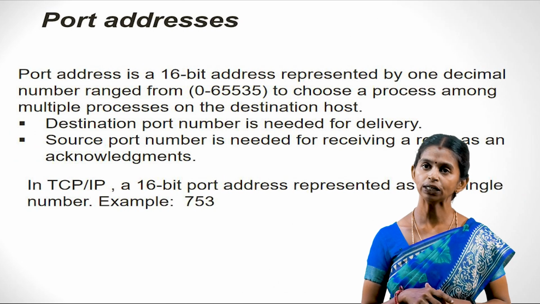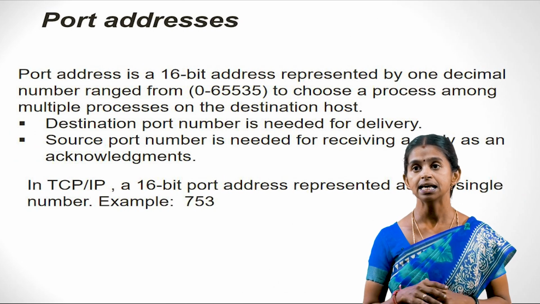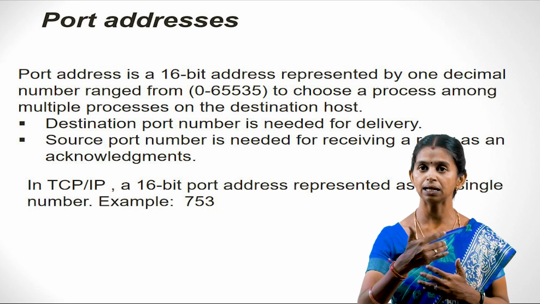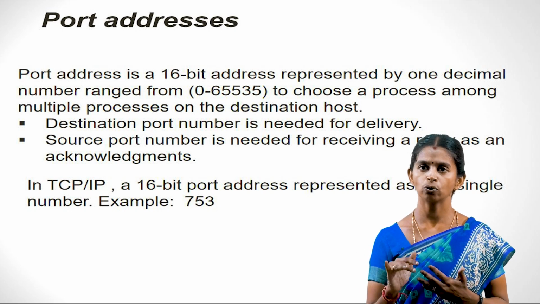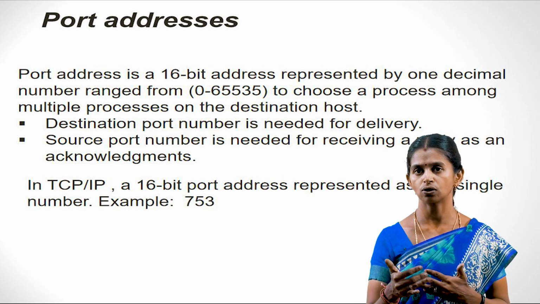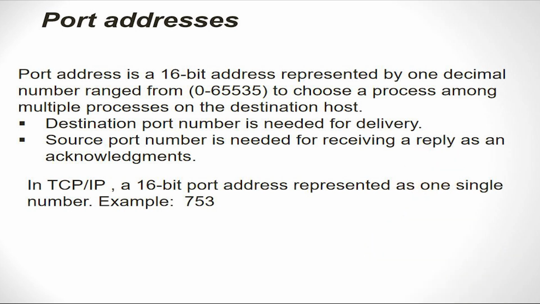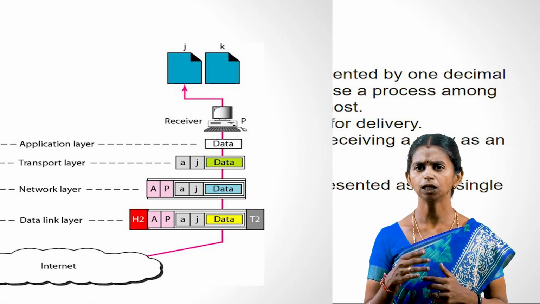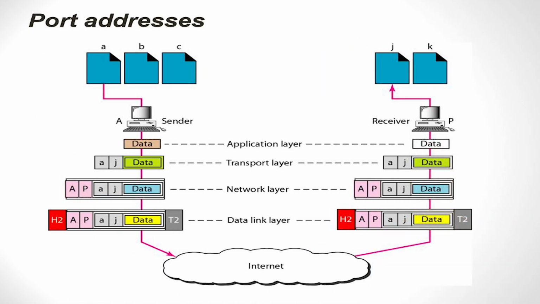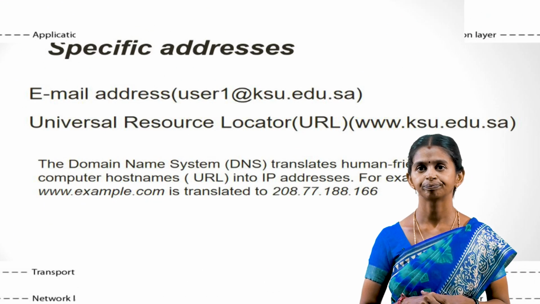Port address. A port address is a 16-bit address represented by one decimal number, used to choose a process among the multiple processes on the destination host. The destination port number is needed for delivery. The source port number is needed for receiving a reply as an acknowledgement. In TCP/IP, a 16-bit port address is represented as one single number. The port address and how it works is displayed here.